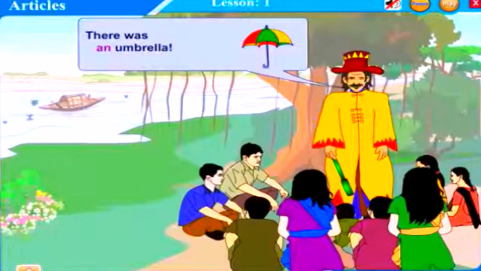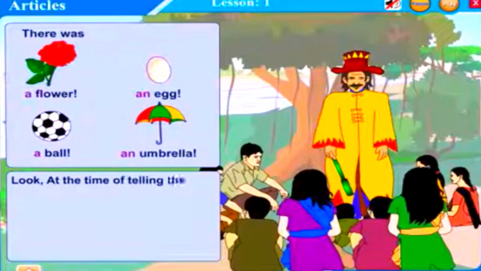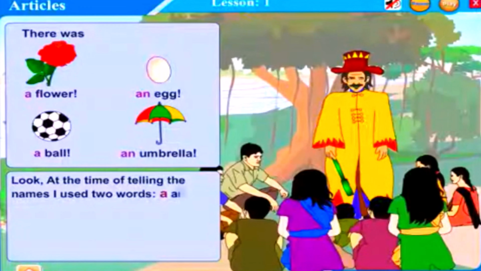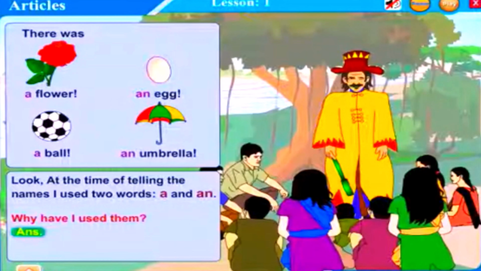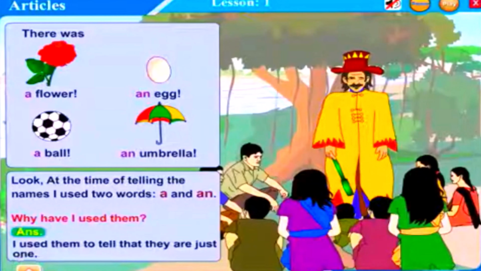There was an umbrella. Look, at the time of telling the names, I used two words, a and an. Why have I used them? I use them to tell that they are just one.